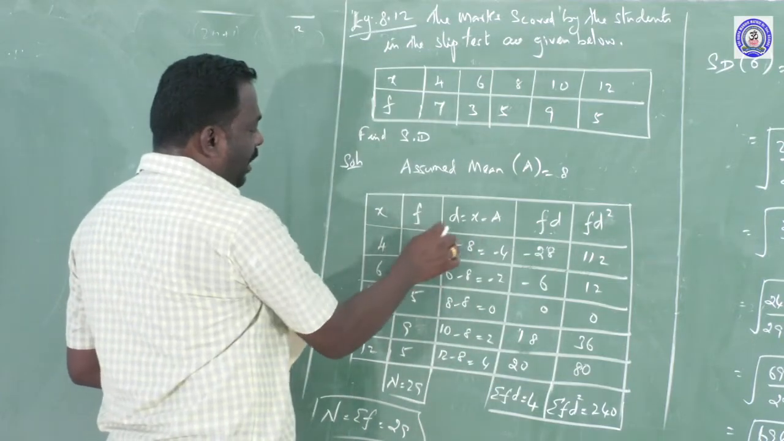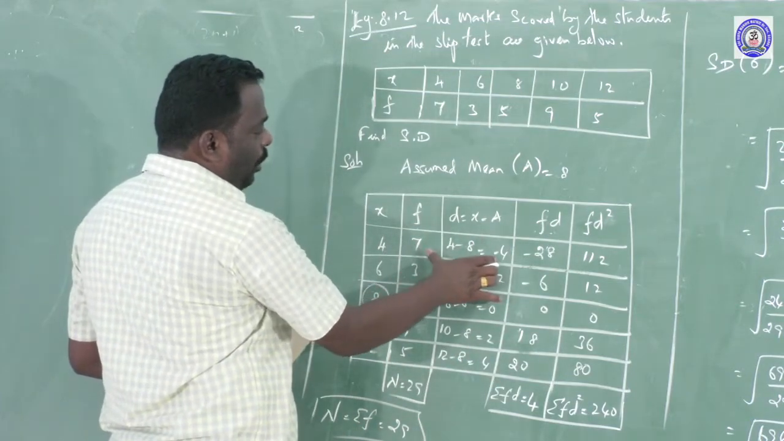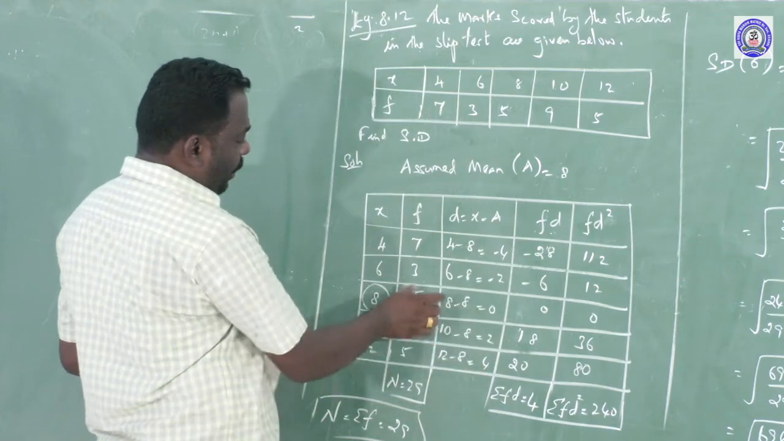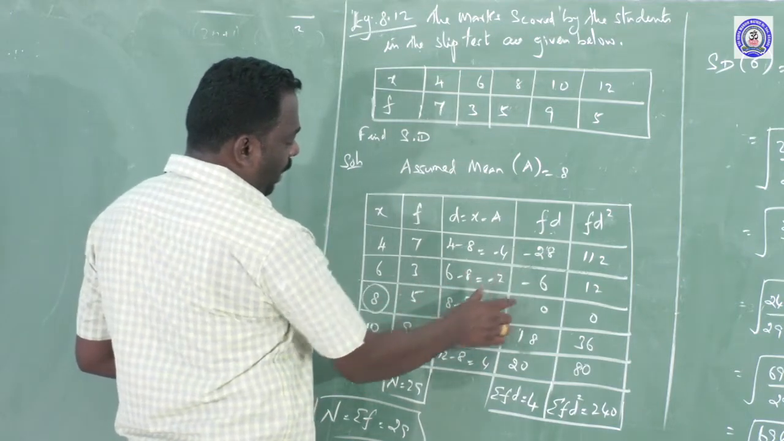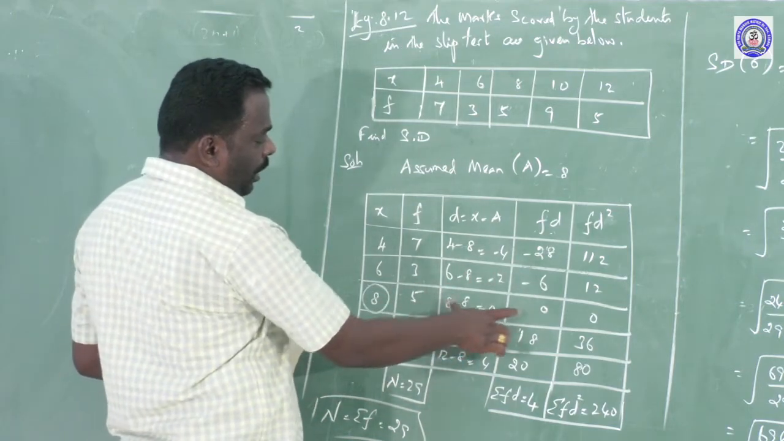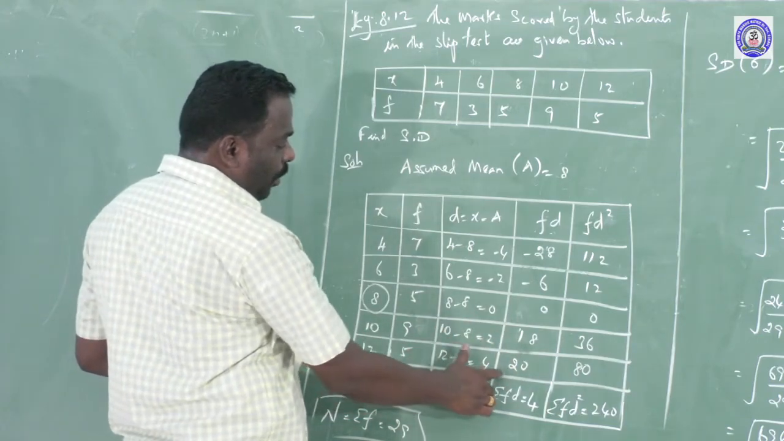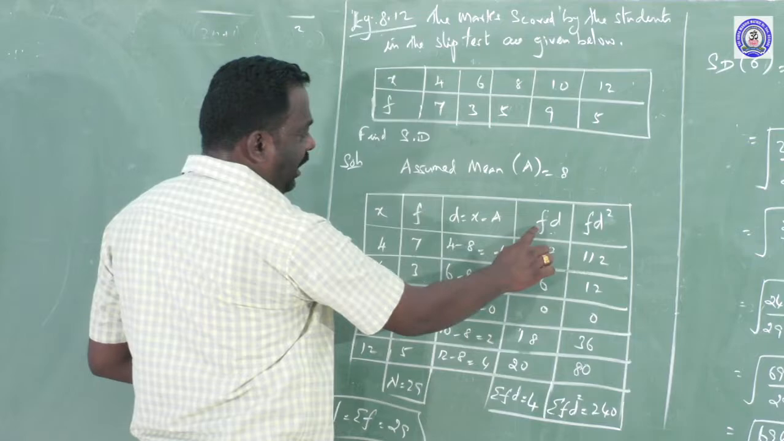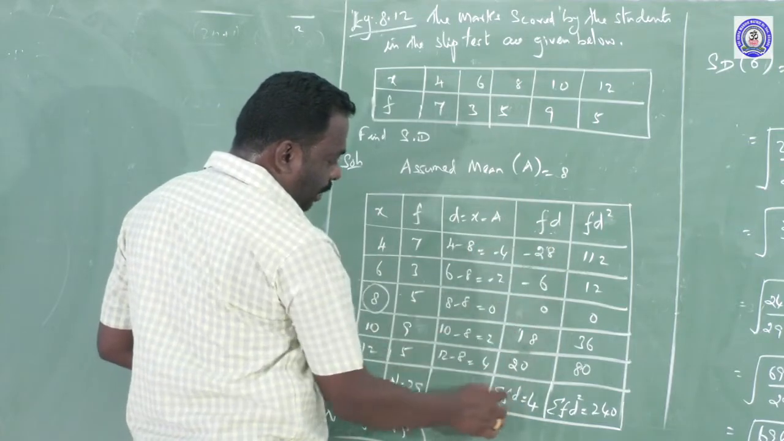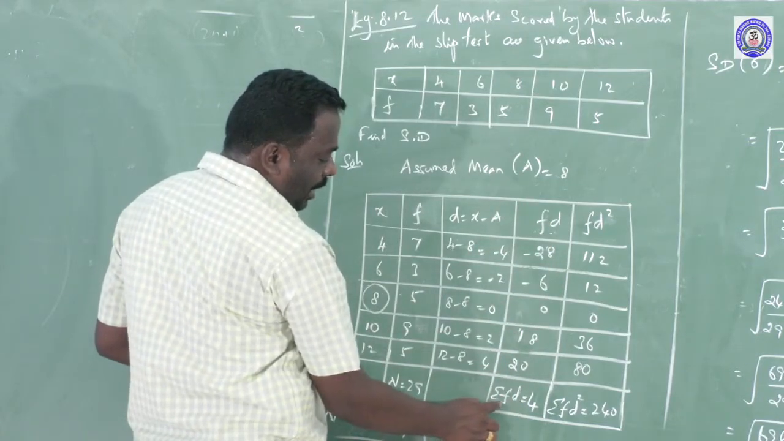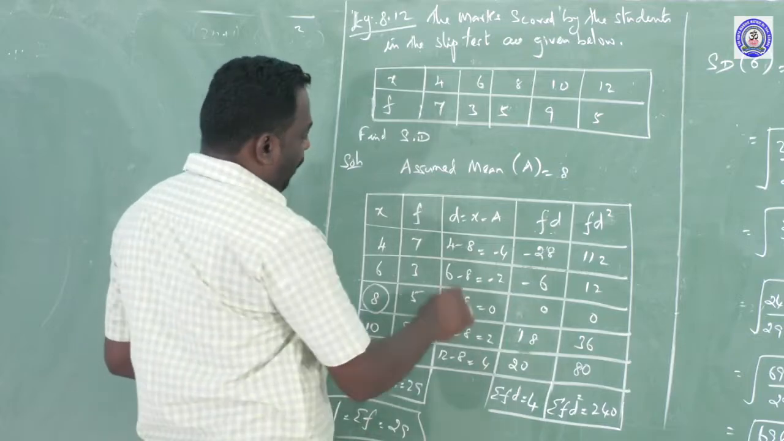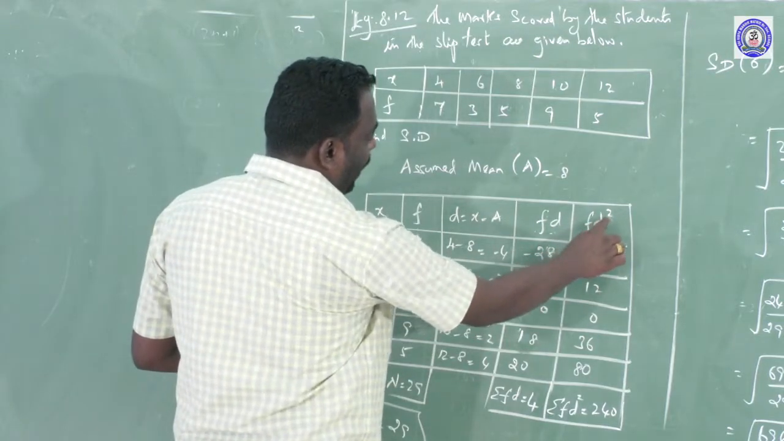F column and d column we multiply. 7 into minus 4 is minus 28. 3 into minus 2 equal to minus 6. 5 into 0 equal to 0. 9 into 2 equal to 18. 5 into 4 equal to 20. To find fd, finally adding these numbers we get summation fd equal to plus 4. And then we find summation d square.